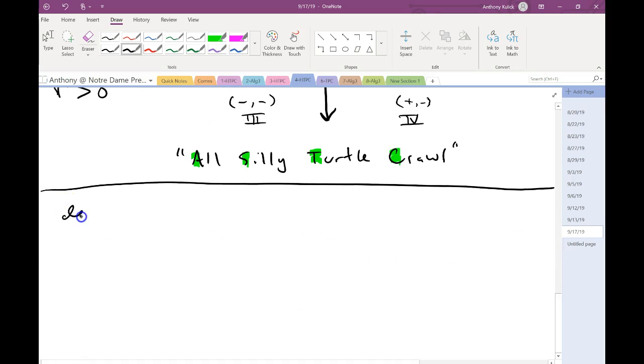So next thing we're going to do is we're going to define something called a unit circle.